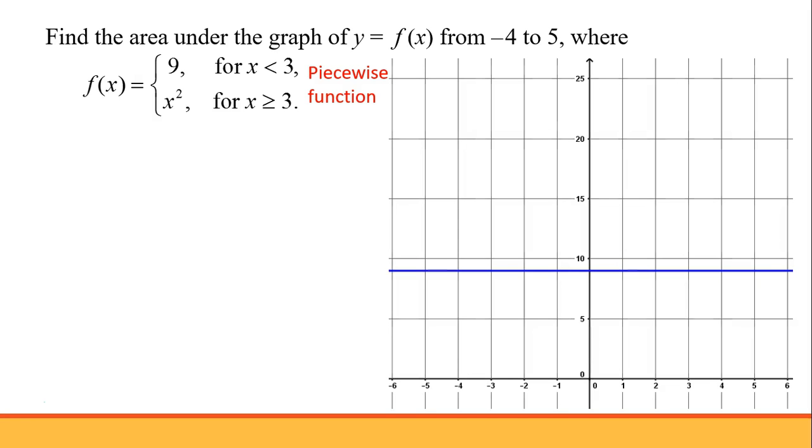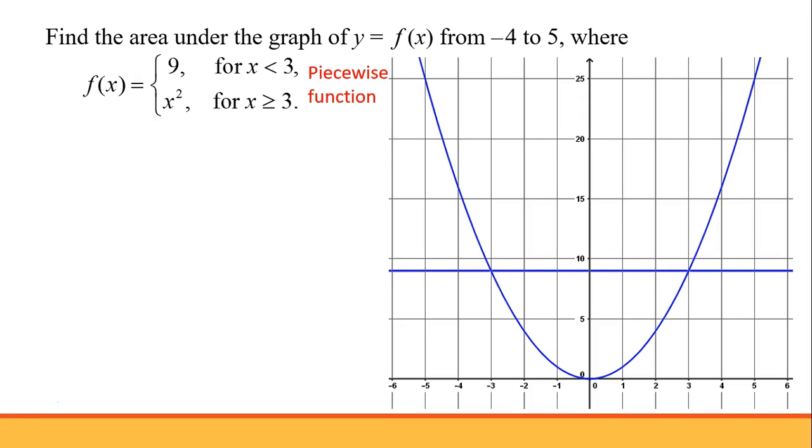So let's think about what a graph of this piecewise function would look like. If we were graphing the top part of this, y equals 9, we would have a horizontal line that goes through 9 on the y-axis. And the other part of our function, y equals x squared, would look like this parabola. So how can we deal with that?